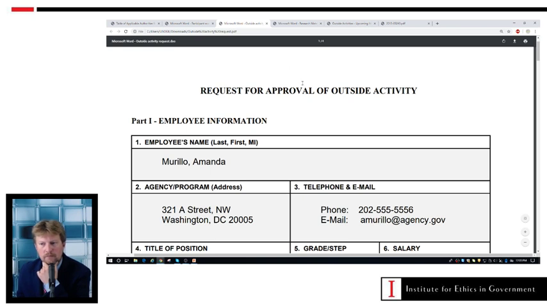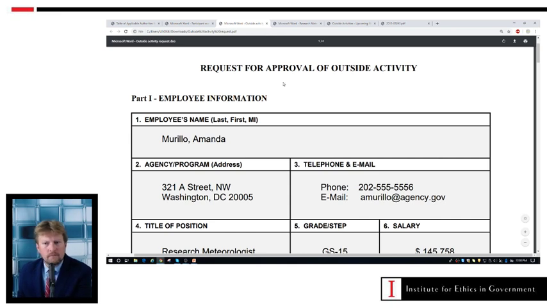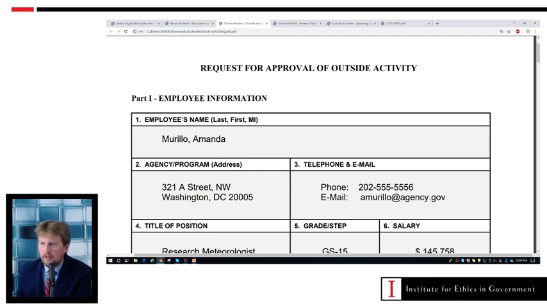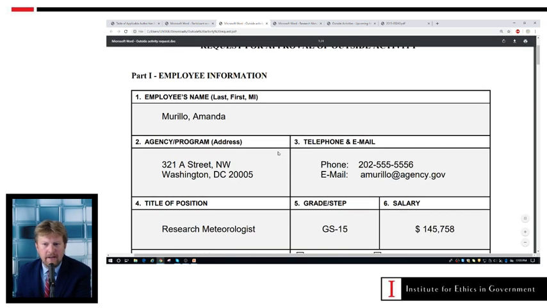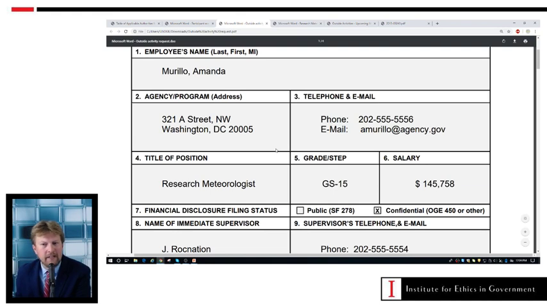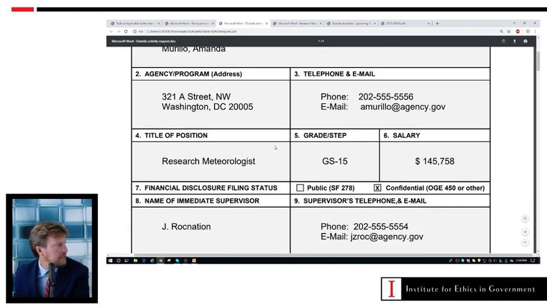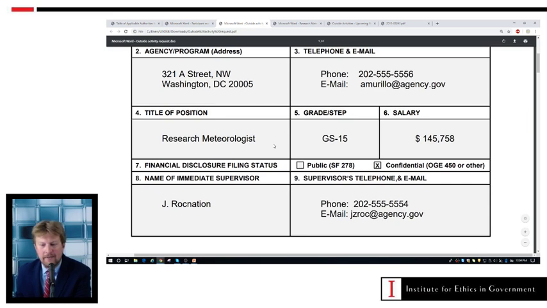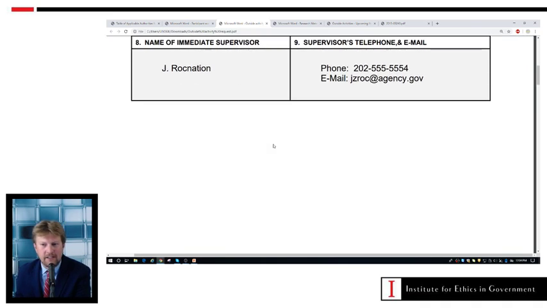We may have scaled it down a little bit, but we think it's a fairly complete document with respect to the kinds of information that it asks for. So we have our employee here, Amanda Murillo. We have some information about her: her grade, her salary, the title of her position. She's a research meteorologist. And we have a lot of information about what it is that she proposes to do.